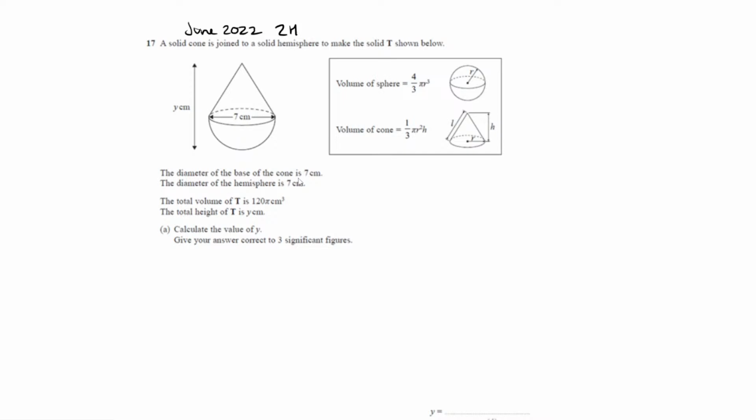So the diameter of the base of the cone is 7. Obviously, that's the same diameter for the hemisphere. The total volume of T is 120 pi. This is paper 2, but they've given it in terms of pi anyway, so you probably don't necessarily need a calculator. And then the height of T.